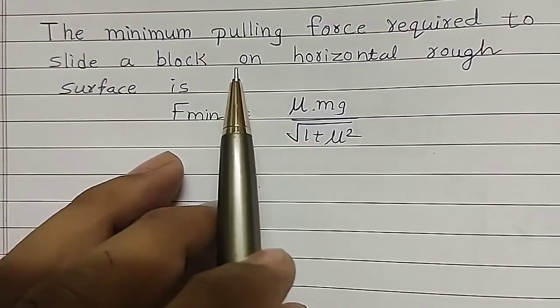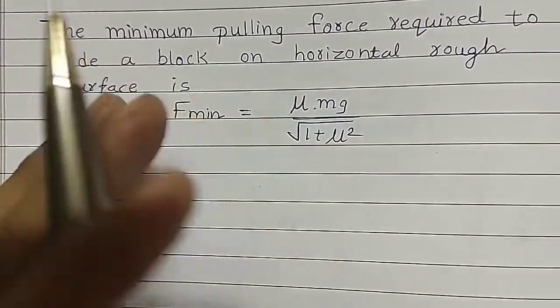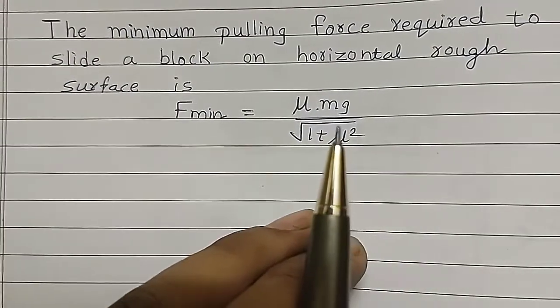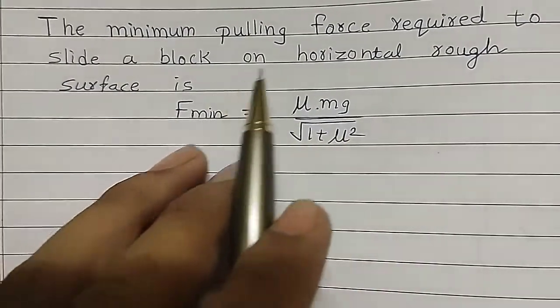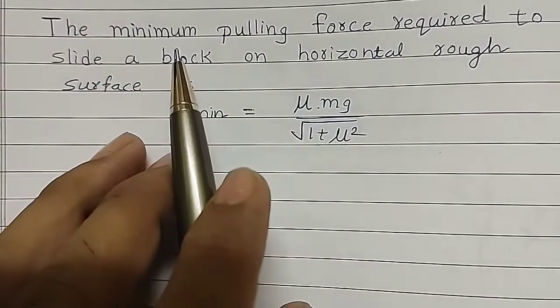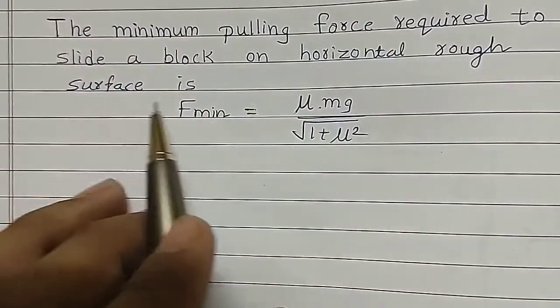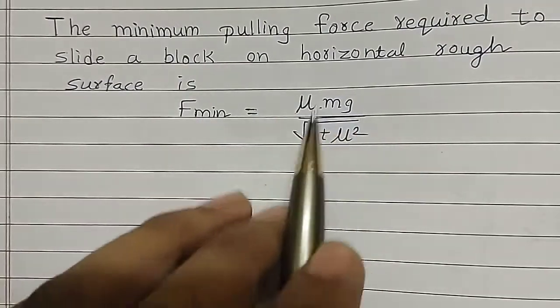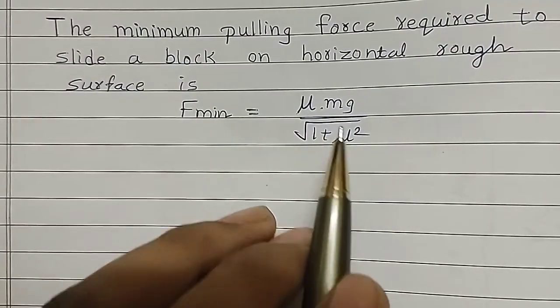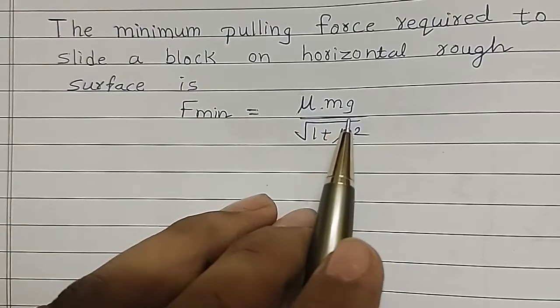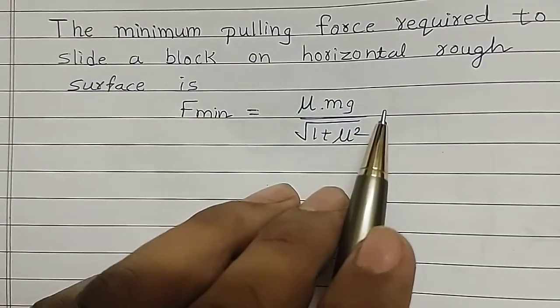Okay. If you read any reference book or any entrance exam related books, in that one you will easily get this statement that the minimum pulling force required to slide any block on a rough horizontal surface, that minimum force is given by this formula. Here this mu is the coefficient of static friction between the body and that horizontal surface.